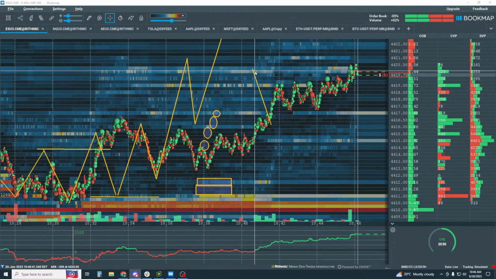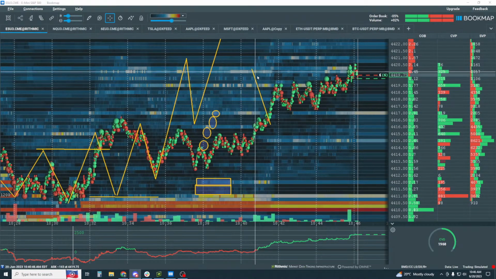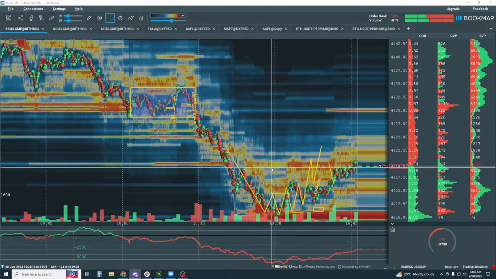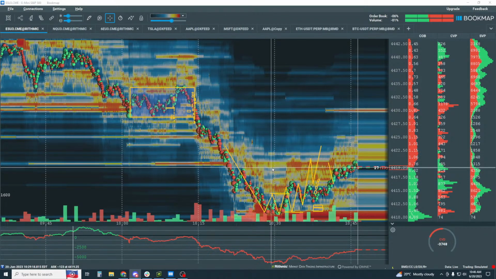Okay, here's our projected move up into here at 20, and I would be out. All right, it did what I wanted.